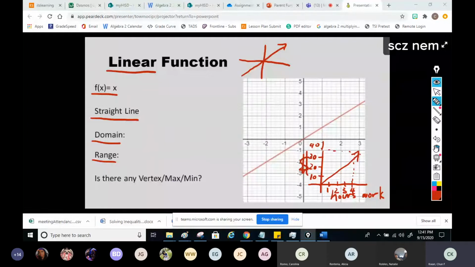All right, now let's take a look at domain and range. You're in the wrong class. All right, go back to wherever you're supposed to be.